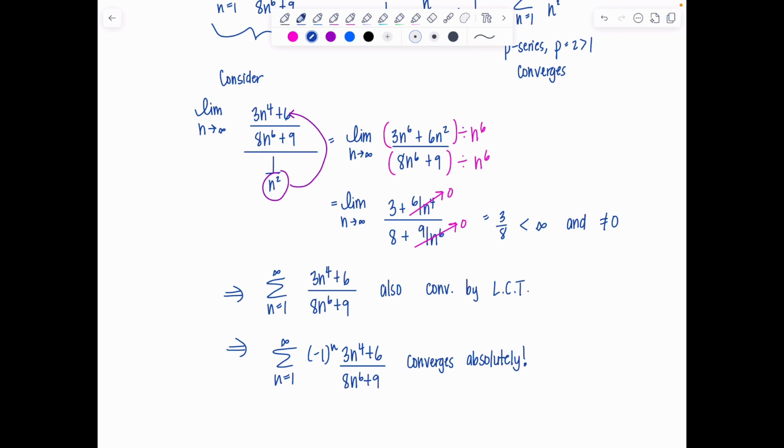So do I need to sit there and do the alternating series test? No, I'm done. I just showed that it has the strongest type of convergence. So don't waste your time. That's why you always want to check for absolute convergence first, because if you can show that the series converges absolutely, then we're done. One and done.